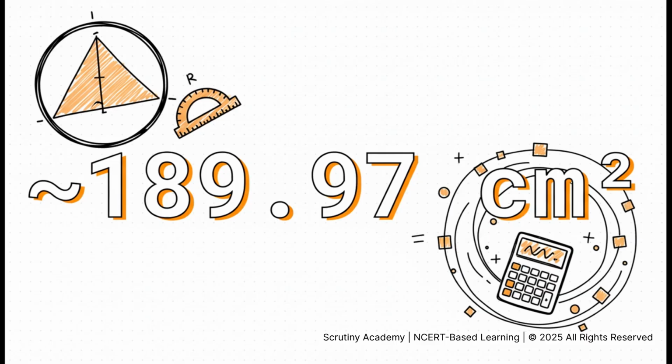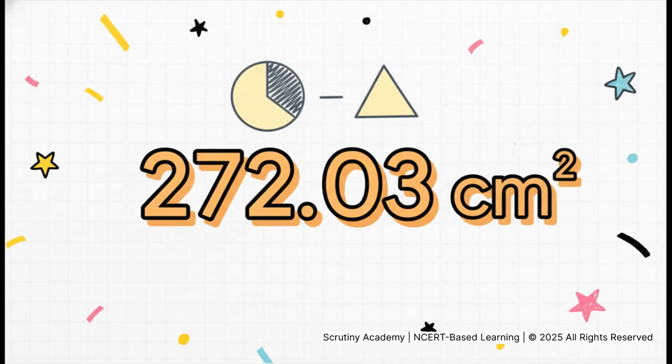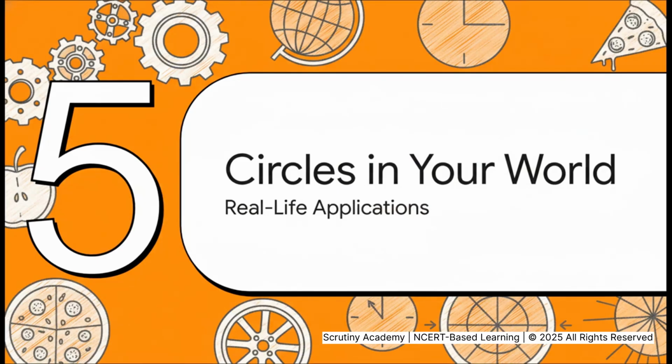Now, since we know 2 of its sides, the radii, and the angle between them, we can use a little bit of trigonometry to find its area. And that comes out to about 189.97 square centimeters. And now for the final super simple step. We take the sector's area and subtract the triangle's area. So 462 minus 189.97 gives us our final answer, 272.03 square centimeters. And just like that, puzzle solved.